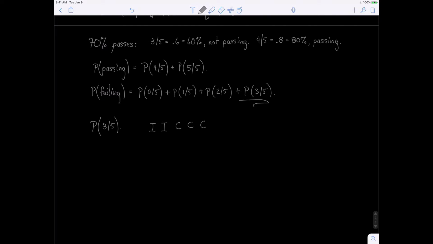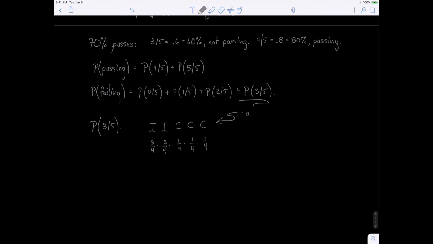The probability of an incorrect is 3/4. The probability of another incorrect is the same. Remember, success and failure probabilities stay the same for each trial. So the probability of correct is 1/4, another correct is 1/4, and finally another correct is 1/4. But this isn't the only way to get a score of 3 out of 5.